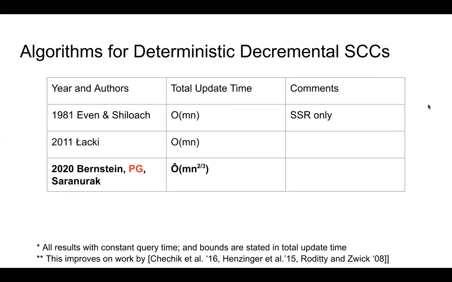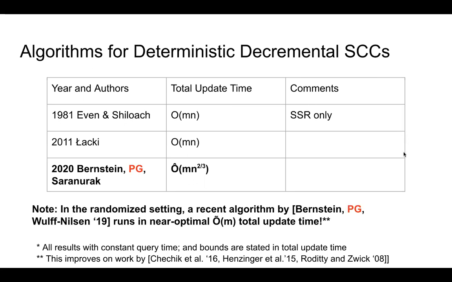And this is just a first improvement, I guess, but the total update time we show can actually be decreased to MN^(2/3). And I just want to point out that this is for deterministic, and in the randomized setting, we actually do have a better understanding. In particular, last year, we presented an algorithm together with Bernstein and Wulff-Nilsen that runs in near linear total update time for SCCs. So there's a huge gap in between these two algorithms.